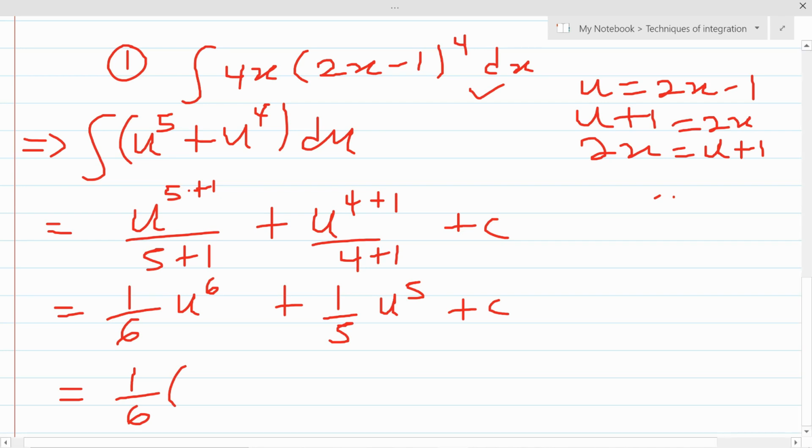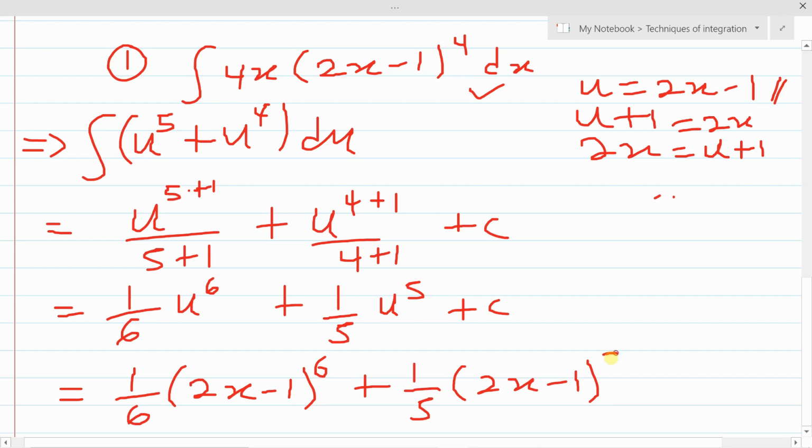Okay, u is equal to, from this side, 2x minus 1. So I put 2x minus 1 there, to the power 6, plus 1 over 5, I put 2x minus 1 to the power 5 here, plus c. So simply this becomes our integral. Very simple, right? Okay, so let's go and look at the other questions and you would understand more.